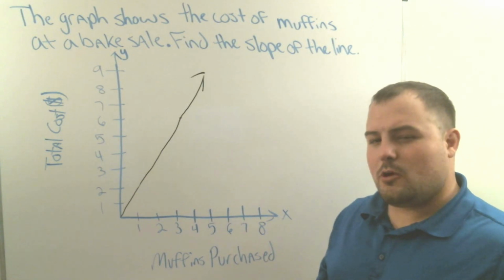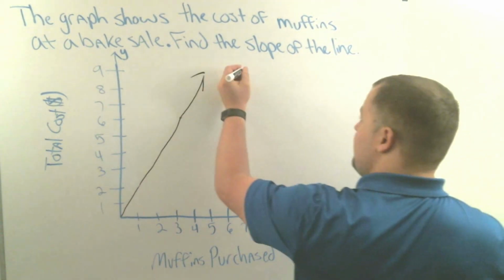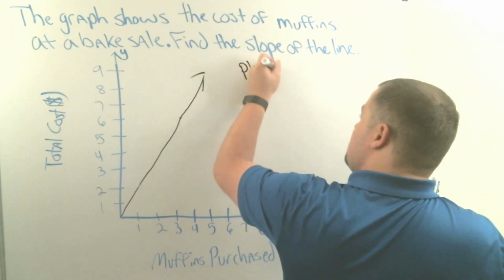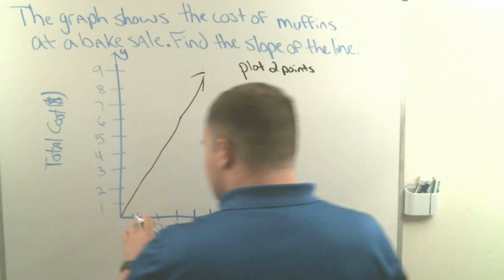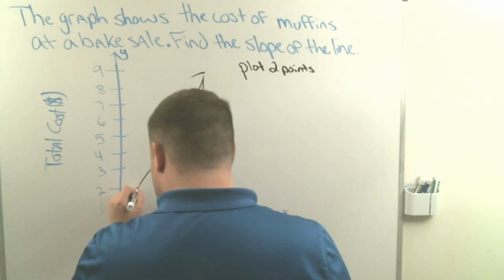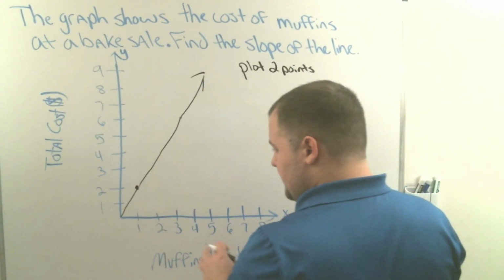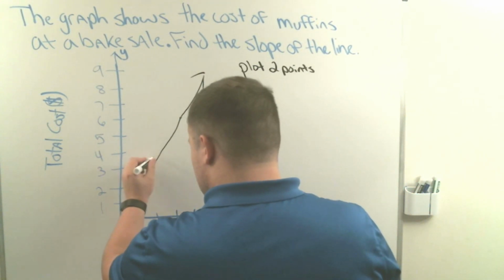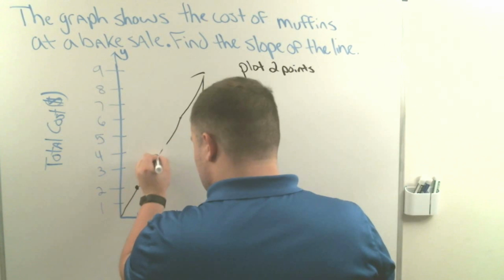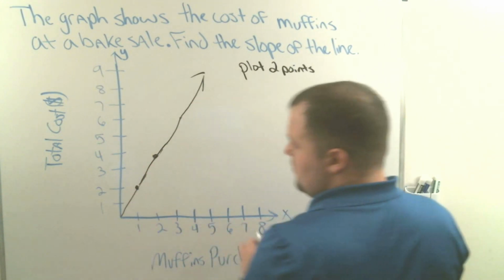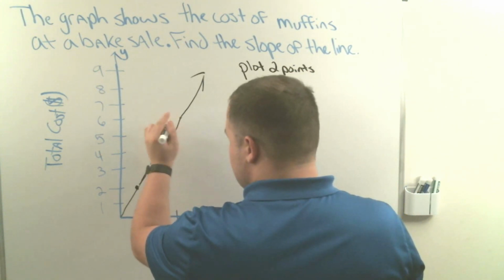So it's hard to determine what the slope is because we don't have anywhere to judge. So what we want to do first is, anytime we see a graph, we want to plot 2 points on the line. We want to make sure that there's somewhere that we can actually see. So I'm looking here, and I see that the graph is right at 1 and 2. So for one muffin, it's $2. Looking here at 2, it's at 4. So at 2 muffins, it's at $4. And at 3 muffins, it's at $6.